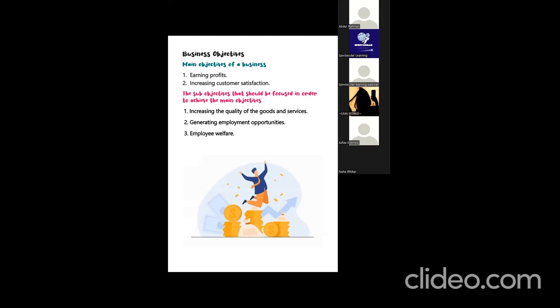And also employee welfare. Employee welfare means you're giving transportation facilities, living facilities, all those facilities to employees. Then the employees would like to remain in your business for a long time. So when you have employees and when you increase the quality, automatically your profit will increase, and also your customer satisfaction will increase.